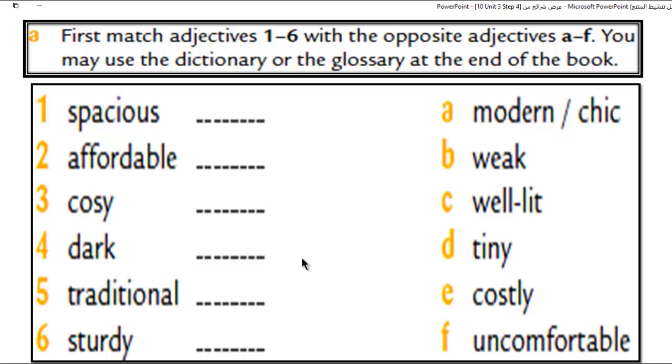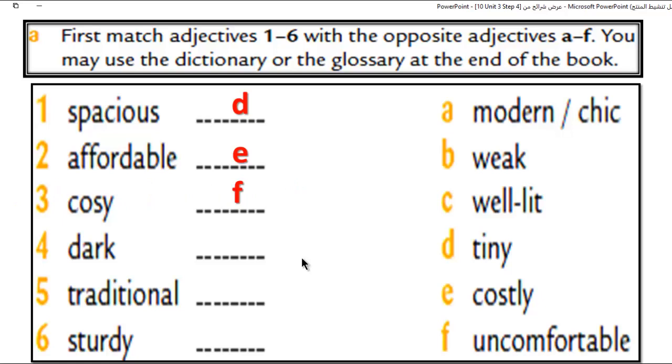Number 1, spacious. What is the opposite of spacious? Excellent. Number D, tinny. The opposite of spacious is tinny. Number 2, affordable. What is the opposite of affordable? Who can answer? Excellent. Number E, costly. Number 3, cozy. What is the opposite of cozy? Excellent. It is number F, uncomfortable.